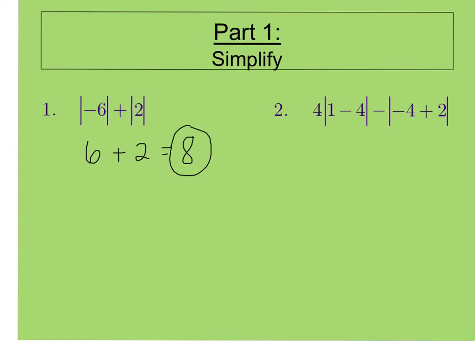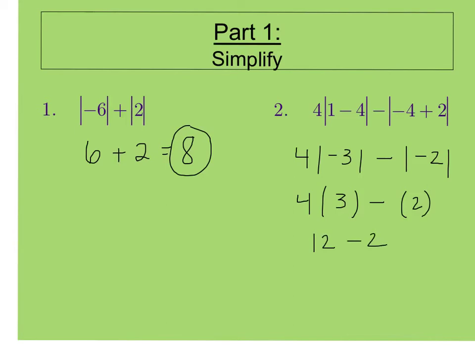In number 2, we have a couple places inside the absolute value bars that we can simplify first. So what we want to do here is say this is 4, and then 1 minus 4 is -3, so it becomes 4 times the absolute value of -3 minus the absolute value of -2. Now we can evaluate the absolute value, so we get 4, the absolute value of -3 is 3, and the absolute value of -2 is 2. And then following our order of operations, this turns into 12 minus 2, and we get an answer of 10.